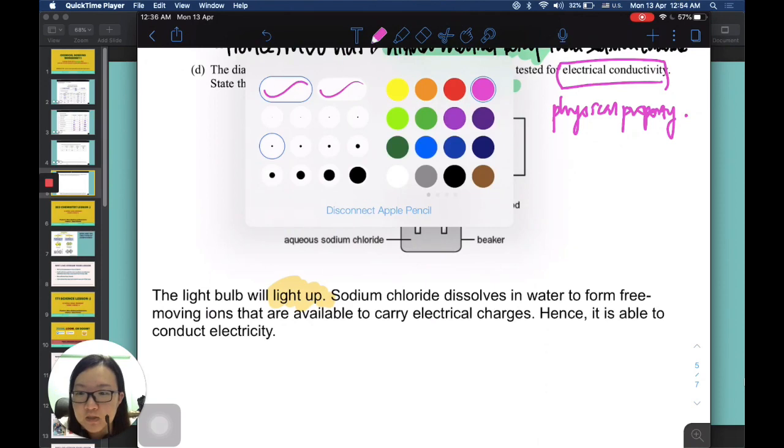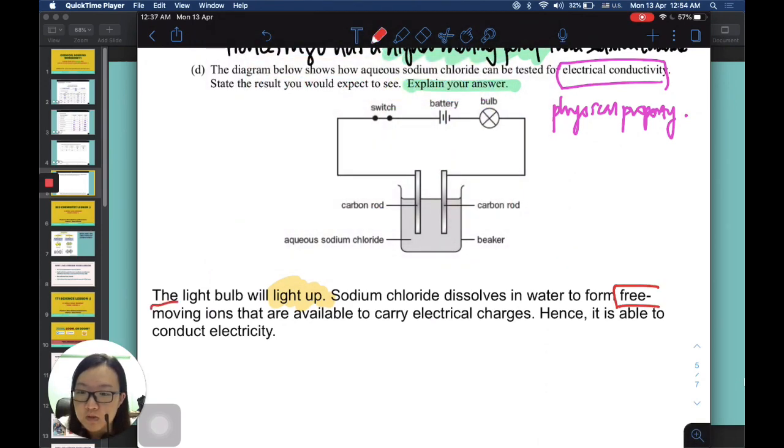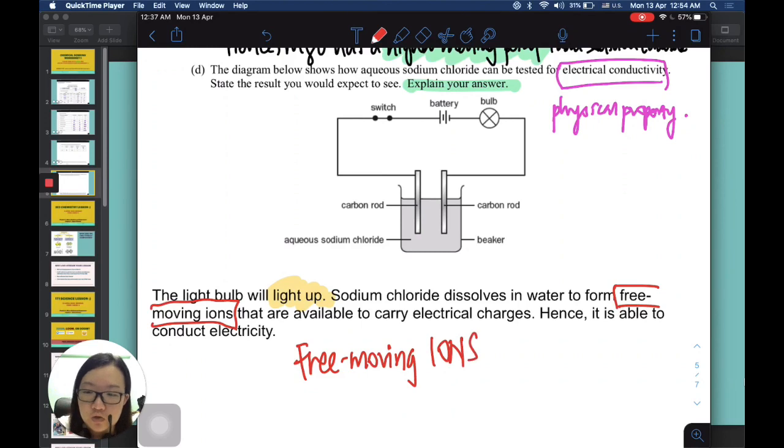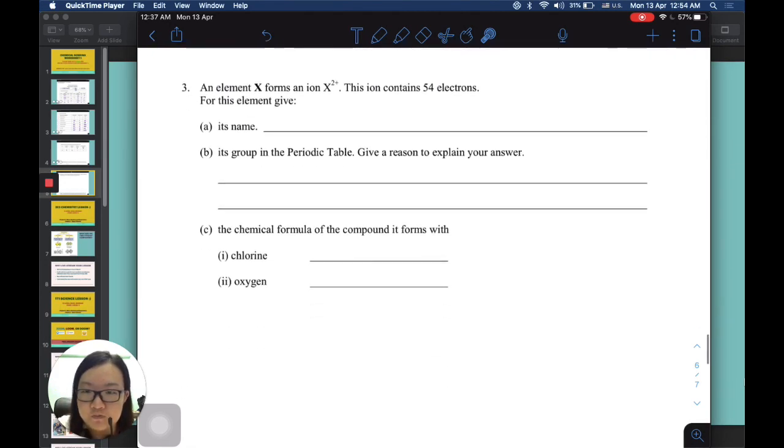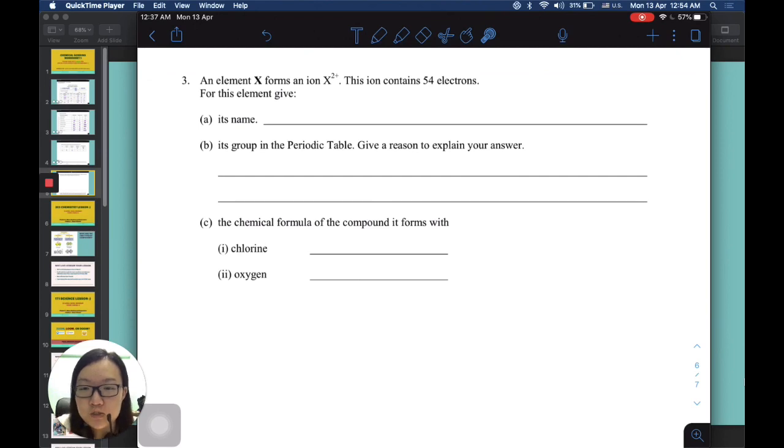Okay, so highlighting the keywords for you, light bulb will light up, that's 1 mark. So the reasoning is sodium chloride dissolves in water to form free moving ions. Keyword is ions, not electrons, not molecules, not atoms, ions, because it's an ionic compound. In your diagram, it shows a complete circuit after you close the switch. And then, of course, in the beaker, your aqueous sodium chloride has free moving ions, so that will help you carry the electrical charges.